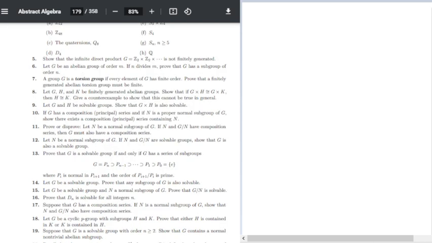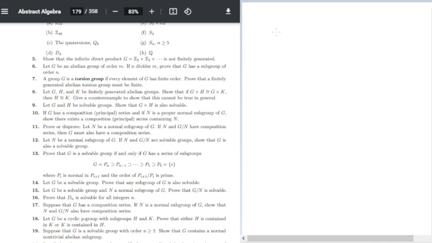A group G is a torsion group if every element of G has finite order. Prove that a finitely generated abelian torsion group must be finite. So for this, roughly what you're going to be doing is you can basically put an upper bound on the size of the torsion group.